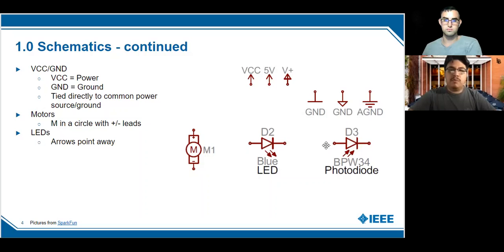And on the top, we have three different symbols for power. So one is just VCC, the other one is 5 volts, and then we just have a V plus. And then we also have different symbols for ground. One is just a straight horizontal line, another one is a triangle, and then the other one is 3 horizontal lines stacked on top of one another.